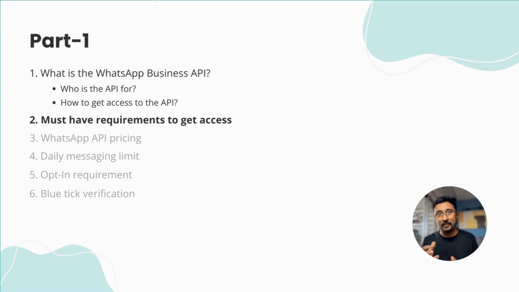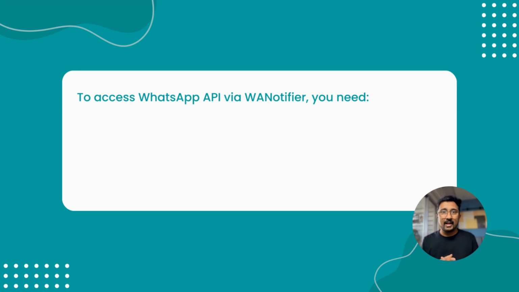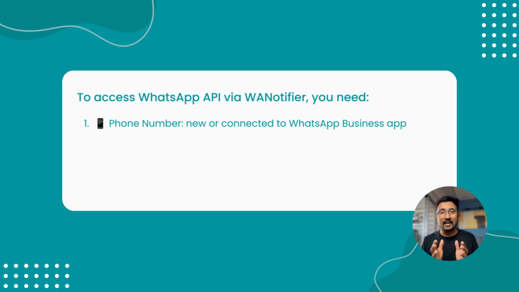Next, let's look at the must-have requirements for getting access to the WhatsApp API. Please note that there are a few requirements you need to fulfill to be eligible to use the API. First, you'll need a phone number for setting up with WhatsApp API. You can either use a brand new number that's currently not linked to WhatsApp, or you can choose an existing number that's currently connected to your WhatsApp Business app. If you use a new number, make sure it can receive text messages or calls for verification.